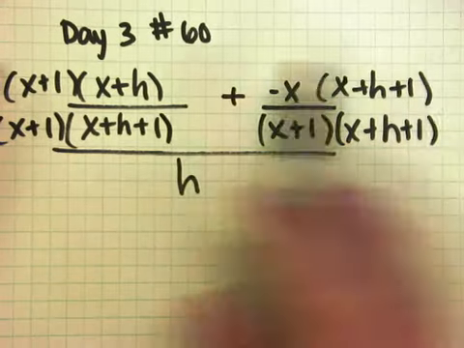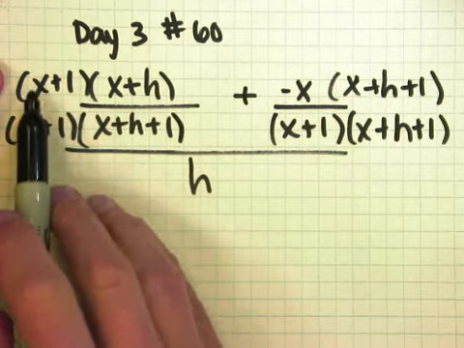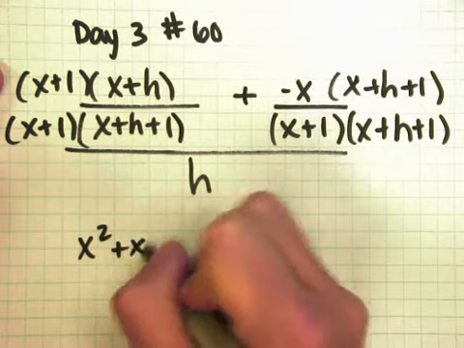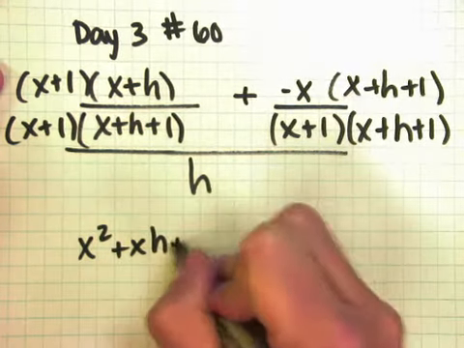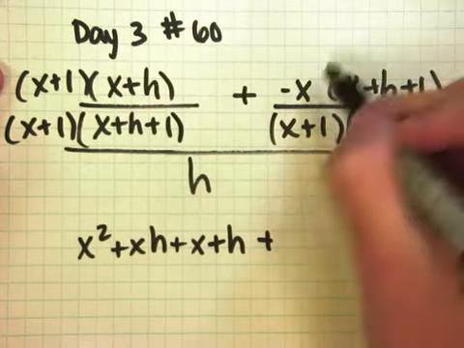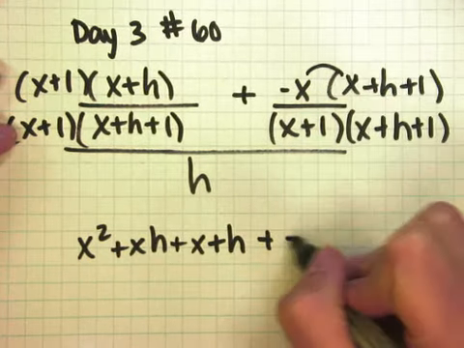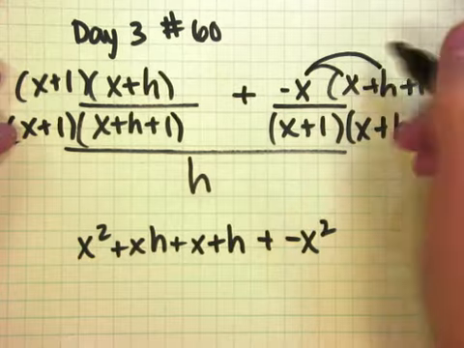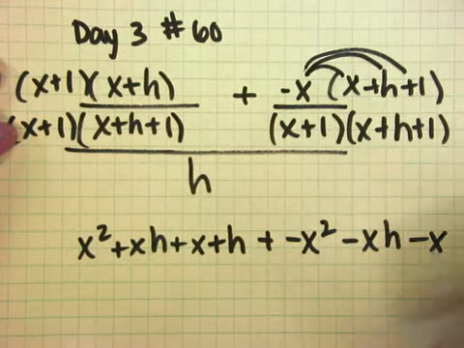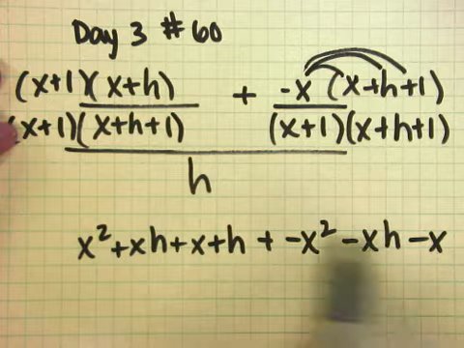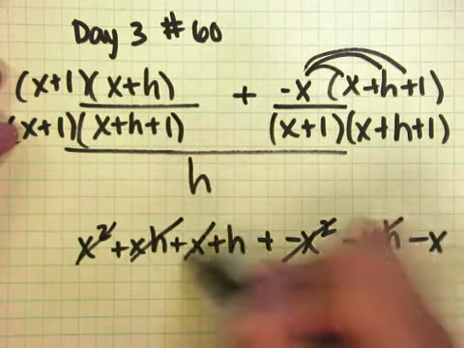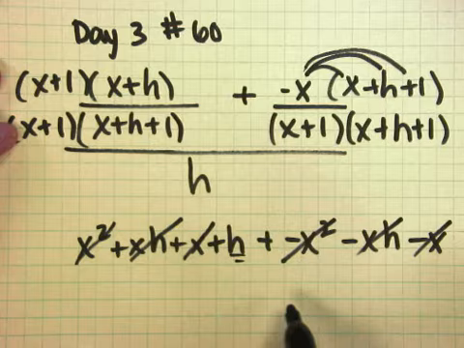Now when I FOIL on this side, x times x is x squared, x times h is xh, 1 times x is x, and 1 times h is itself, h. Over here, negative x times x is negative x squared, and then I get a negative xh and a negative x. This means that when I start combining like terms, my x squareds cancel, my xh's cancel, and my x's cancel, leaving me with just h on top.